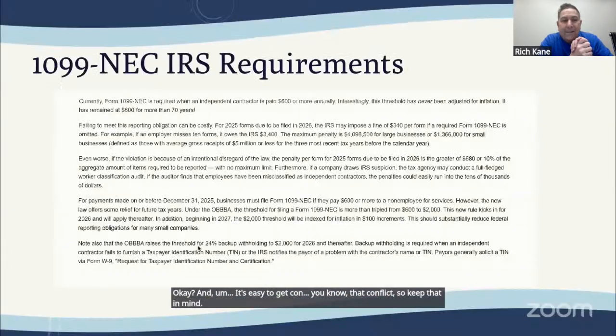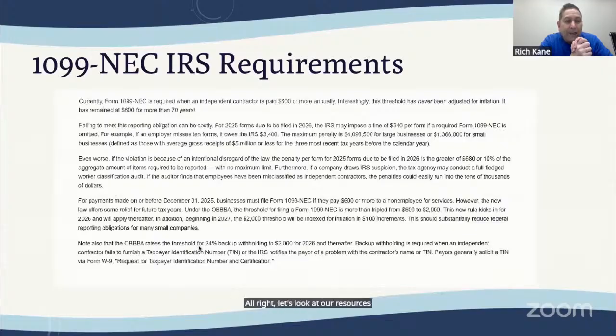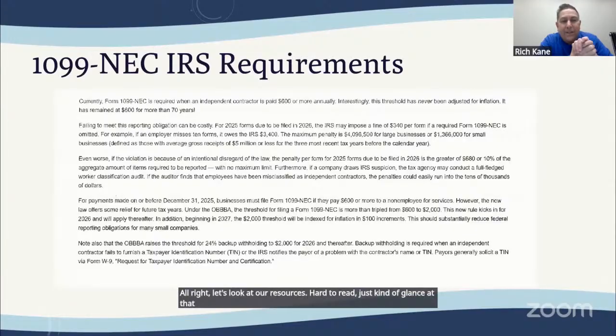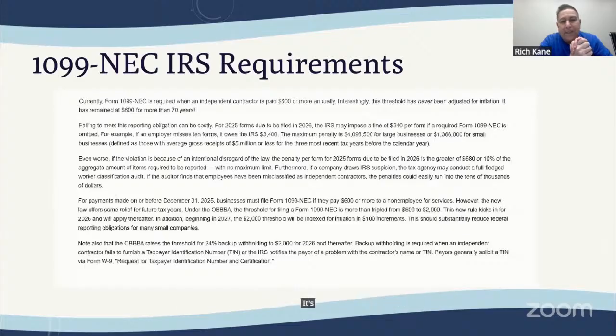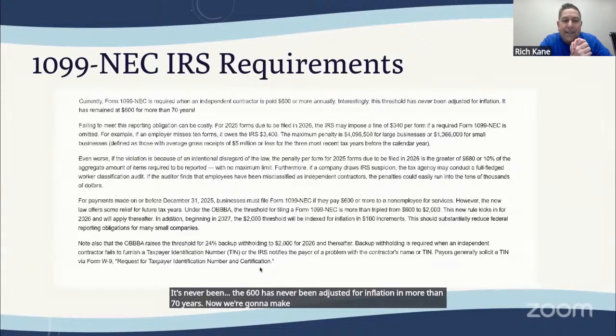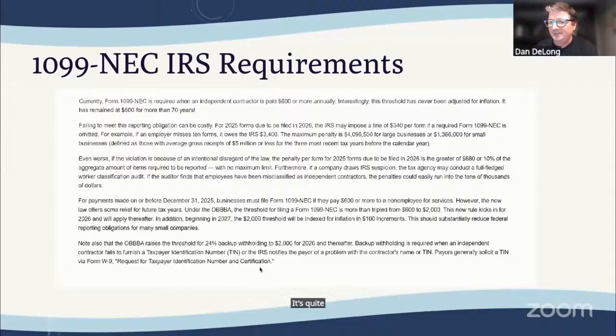All right, let's look at our resources. Just kind of glance at that, something you should happen to know: the $600 threshold has never been adjusted for inflation in more than 70 years. Now we're going to make it $2,000. It's quite a jump. Quite a jump.